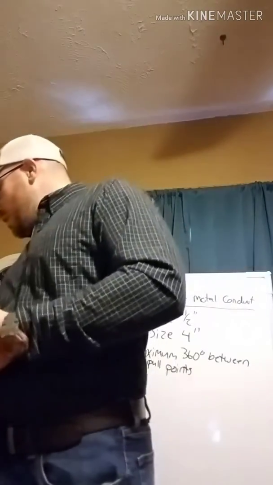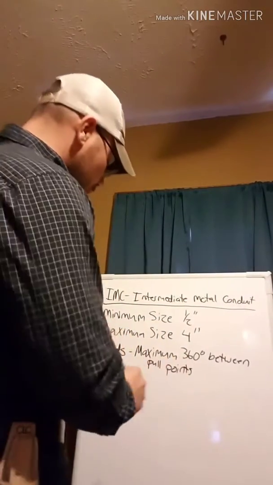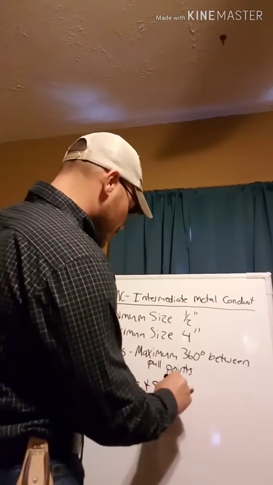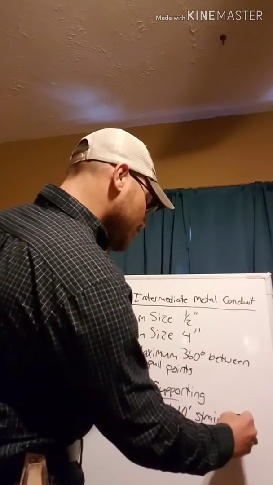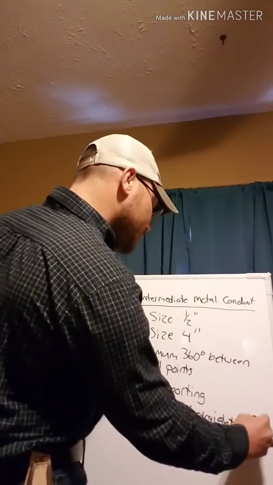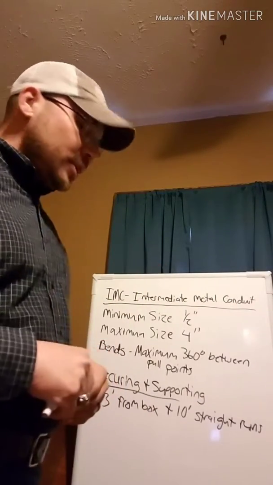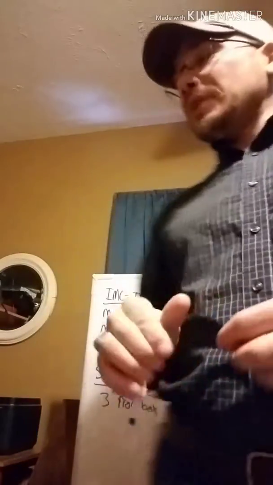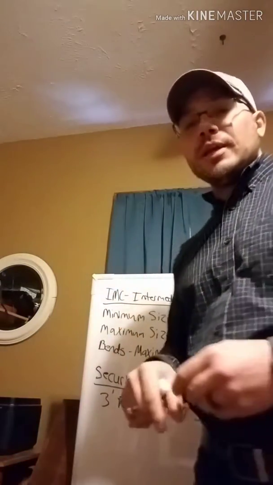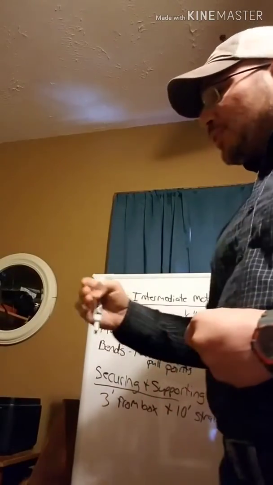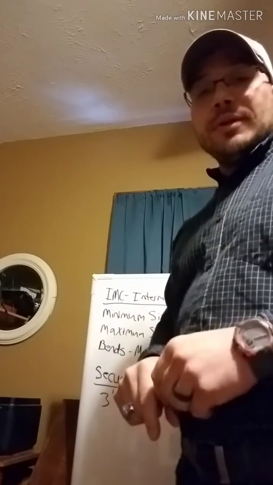Okay, securing and supporting. IMC is a lot like EMT and RMC, where straight runs. Okay, it's a little bit harder to write down here, but like I said, we'll get all that fixed up later. Okay, so 3 feet and 10 feet. Now, the one thing kind of like EMT is that 3 foot can go out to 5 foot if there is no place to support it within 3 feet.